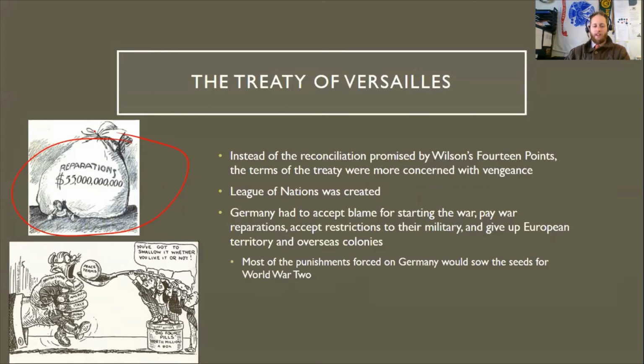Most of the German overseas territories are going to go to Japan, which during this time is starting to establish their Pacific Empire that is going to continue to grow until World War II. Most of these punishments would be cited by later German politicians as justification for World War II, or at least created an atmosphere in interwar Germany among the German citizens to be favorable to a repeat of World War I in the hopes of regaining their honor and their territory and getting rid of this guilt that they have from the war.